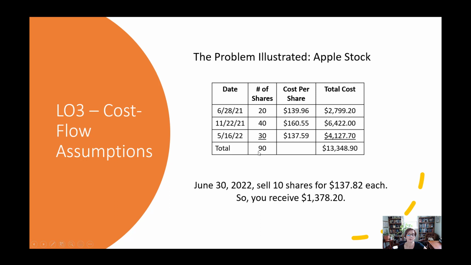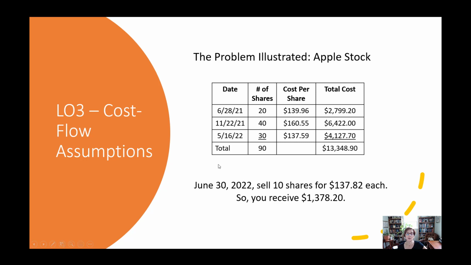So you have a total of 90 shares, and the total cost is $13,348.90. On June 30th, you decide you're going to sell 10 of those shares. So you sell the 10 shares, and at that point, the shares are selling for $137.82, and you get $1,378.20 when you sell your stock.